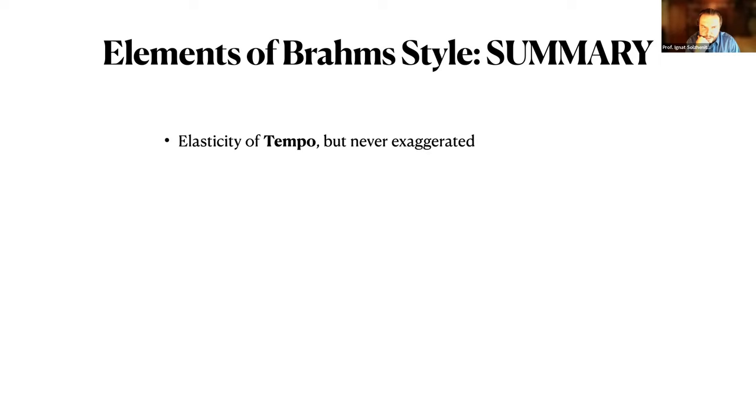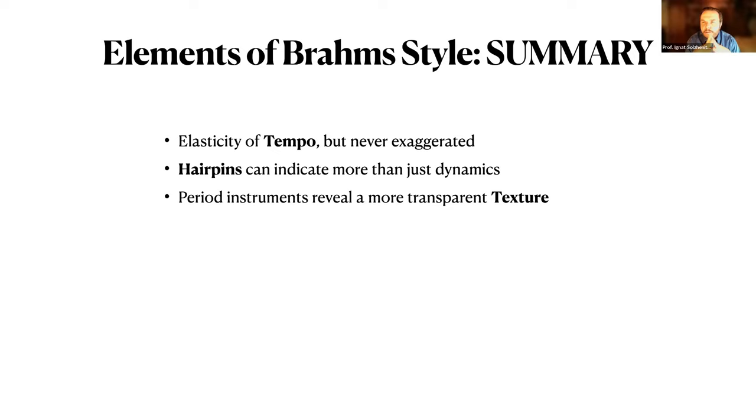Hairpins can indicate more than just dynamics. They can indicate slight variation in tempo. Period instruments can reveal a more transparent texture. Look, I don't often play them myself, but I find it so helpful to keep in mind that aesthetic and that quality. So whether or not you play only on big modern Steinway monsters, keep in mind what we just heard from Schiff, for example, as what Brahms would have been listening for.